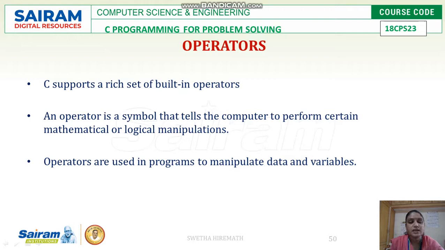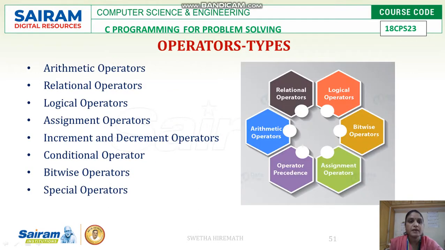C supports a rich set of built-in operators. An operator is a symbol that tells the computer to perform certain mathematical or logical operations or manipulations. So whatever mathematical or logical operations you need to perform, you have to use these operators. Operators are used in programs to manipulate data and variables. If you want to calculate something out of the data we enter, we use these operators.